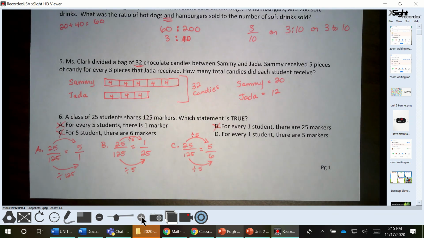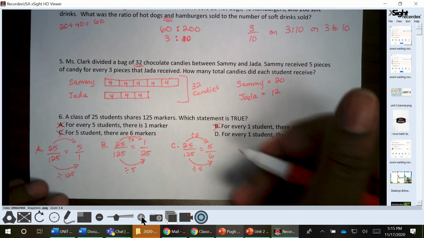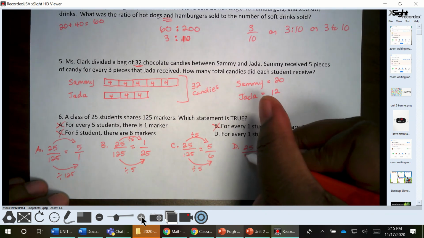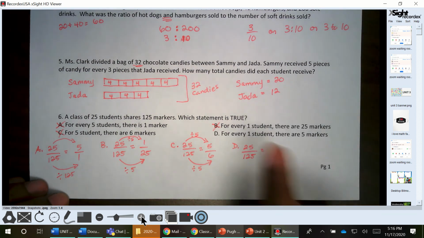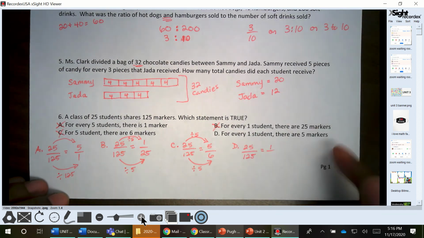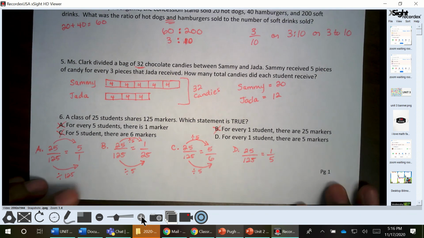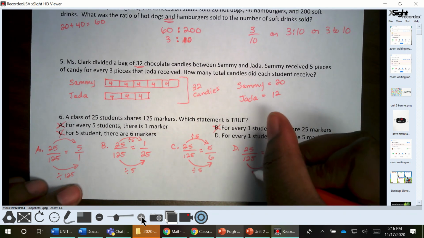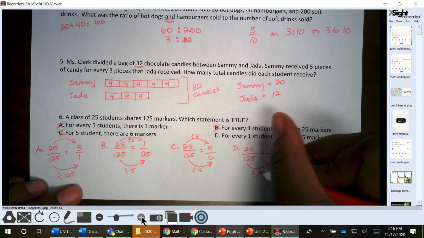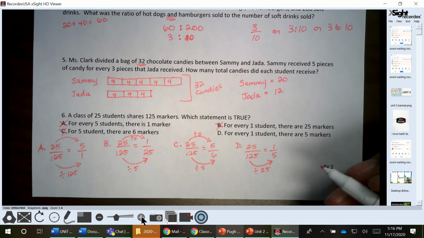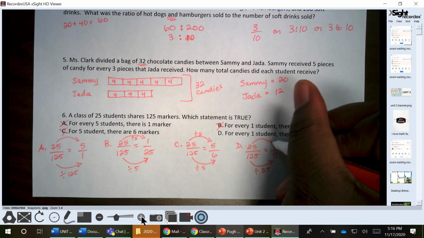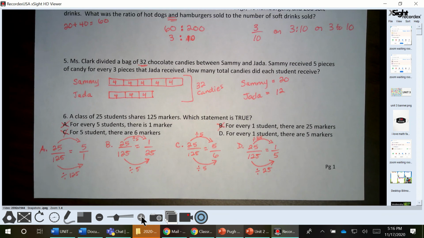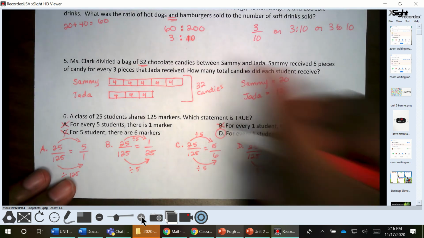Now let's look at D. Now process of elimination means that, of course, all we have left is D. But let's look at this mathematically. Again, our initial ratio is 25 over 125. We're setting it equal to, for every 1 student, there are 5 markers. So let's see. When I go from 125 down to 5, I am dividing by 25. So that means that if this is true, I am going from 25 down to 1 by dividing by 25. And yep, that is correct. So my answer is indeed D.